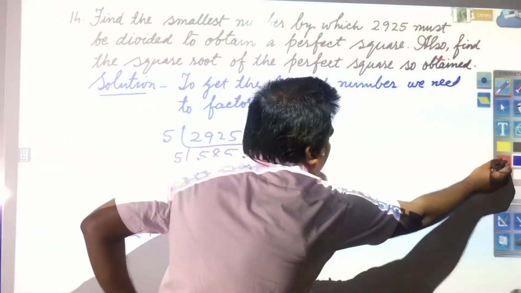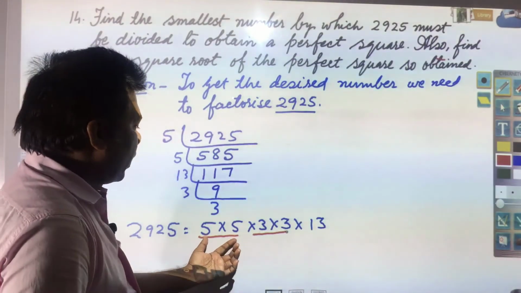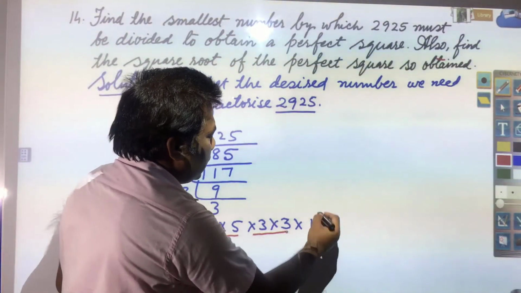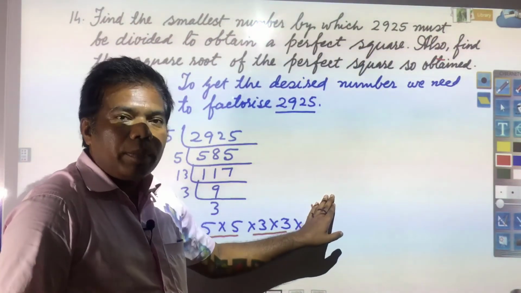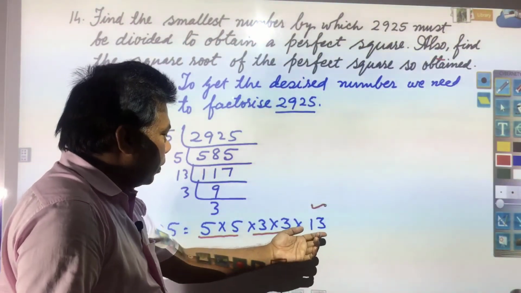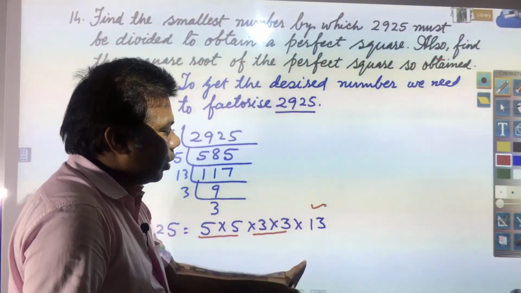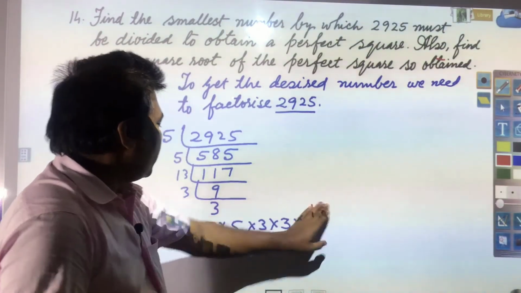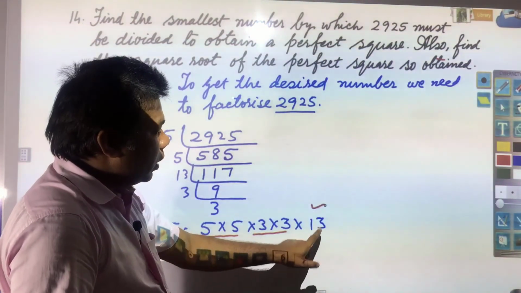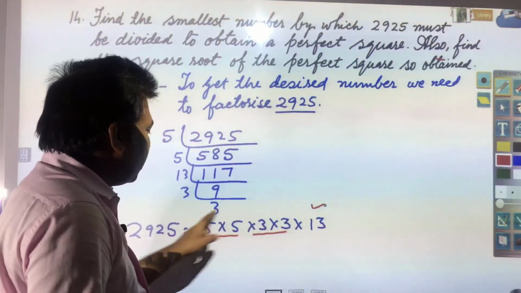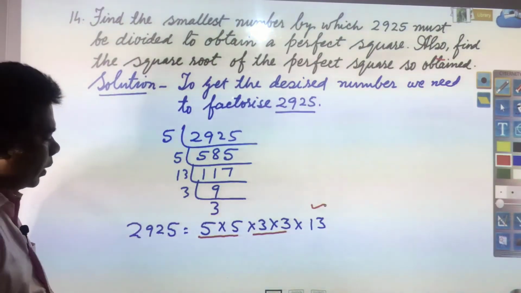Here you see, if you are making pairs, you have 2 pairs, of 5 and 3. Here 13 is alone. It means if 13 would not be there, if this whole number is divided by 13, it will become a perfect square. So, your desired number is what? 13. By 13, this number is required to be divided, so that you will get a perfect square.